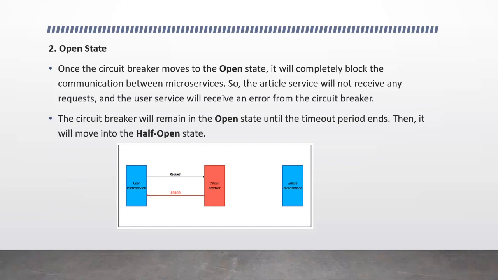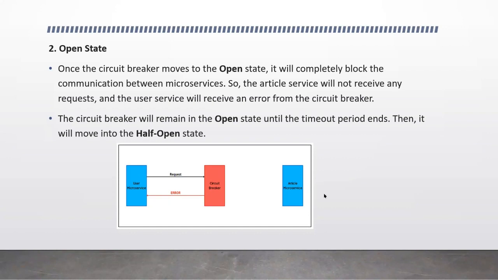That means it will completely block the communication between microservices. It will not allow any request further, and the circuit breaker will remain in the open state until the timeout period ends. There will be a duration that we can set, for example every 1 minute. After changing the mode to open state, I want to monitor every 1 minute whether the service is back. Then it will try to move to half open, meaning the state will slightly open, and it will send a few requests.